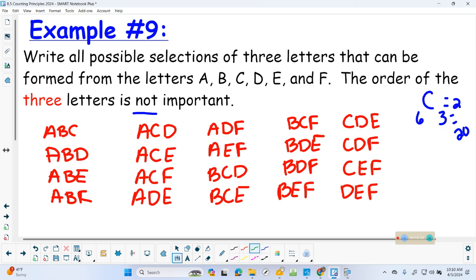Now, for fun, what if it was a permutation where it said the order did matter? Punch this in your calculator. What's your total there? 120. So thank you, Mrs. Pryor, for not making it a permutation, where we had to do all orderings and there's 120 of them.